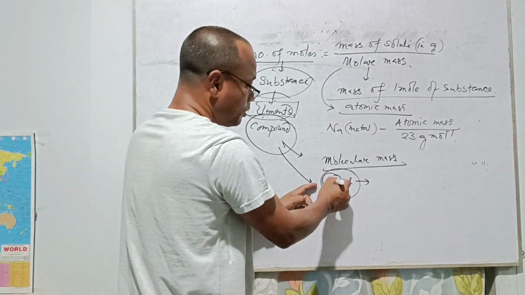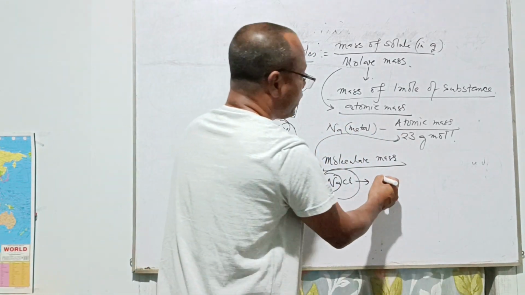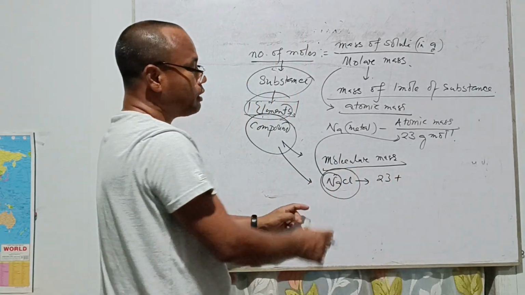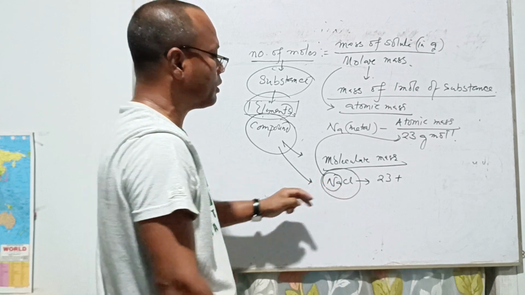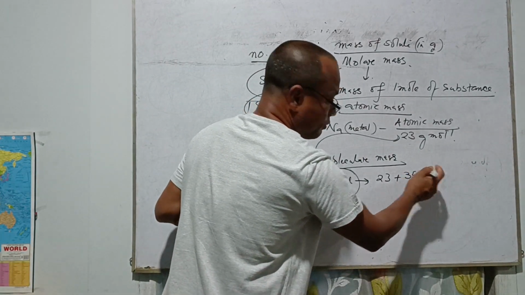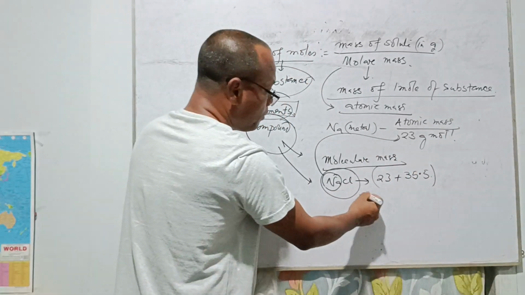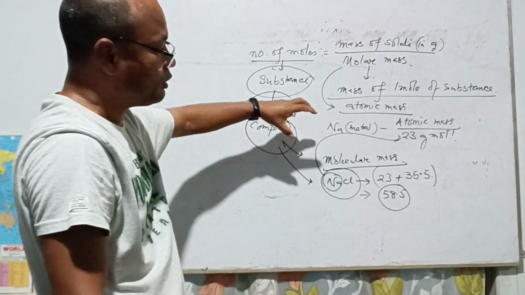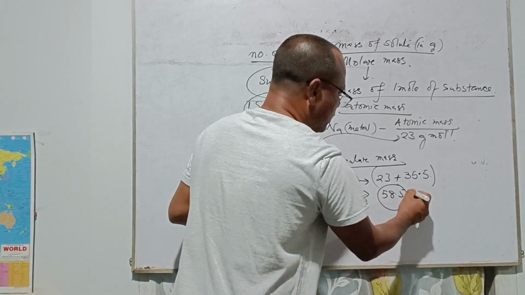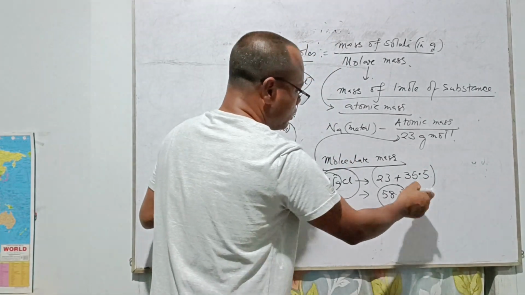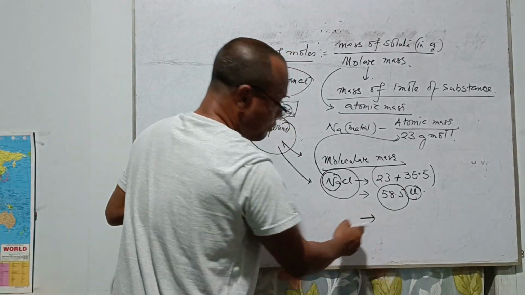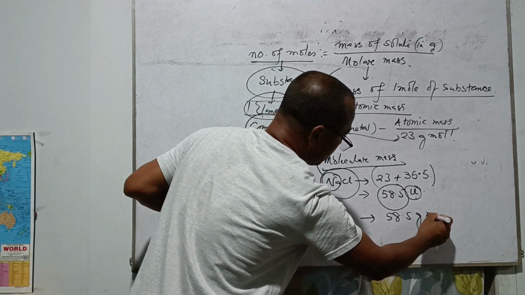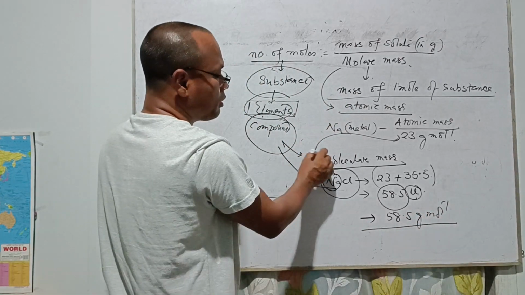What is the atomic mass of sodium? 23, right? How many sodium atoms here? 1. So we write 23 plus the other element, chlorine. What is the atomic mass of chlorine? We remember that it is 35.5. When we add, the answer is 58.5. What is the unit? We can first express it in atomic mass units, written u. This atomic mass unit we express in terms of grams, that is, in terms of molar mass. So we write 58.5 grams per mole. This is the molar mass of sodium chloride, that means the molecular mass of sodium chloride.